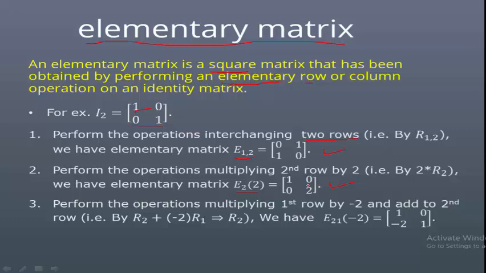The third one is to perform the operation multiplying the first row by minus 2 and adding to the second row. So what we get? We get R2 plus minus 2R1, which means the effect is on R2. In short notation, we get the matrix E21 minus 2. E21 minus 2 means multiplying the first row by minus 2 and adding to the second row. We get this matrix: 1 0 and minus 2 comma 1. These are the three types of elementary matrices.